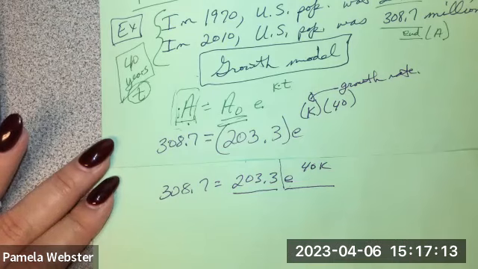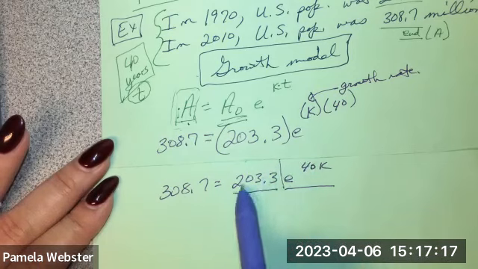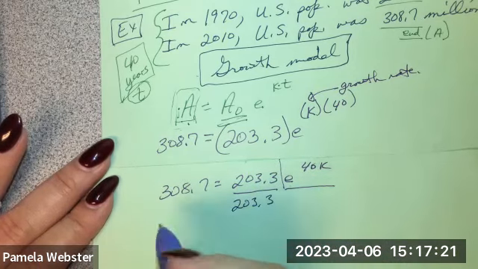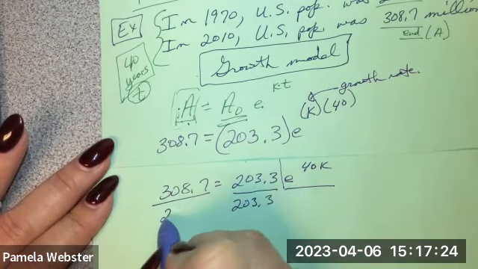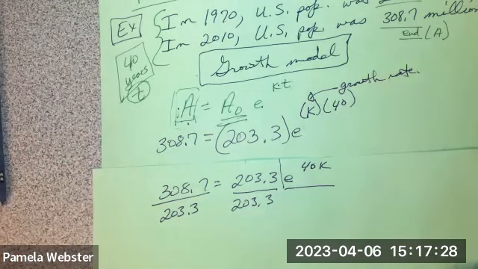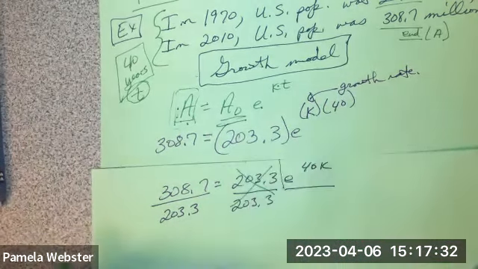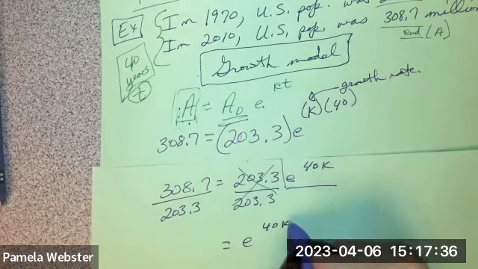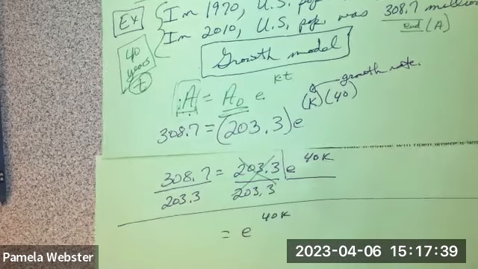How do I do it? And in my head, I hear you saying, well, these are multiplied. So to get rid of this, I need to divide. So divide by 203.3. And what I do to the left, I have to do to the right, or what I do to the right in this case, I have to do to the left. And so these guys will go away. And on the right-hand side, I'm just going to have e to the 40K, right?